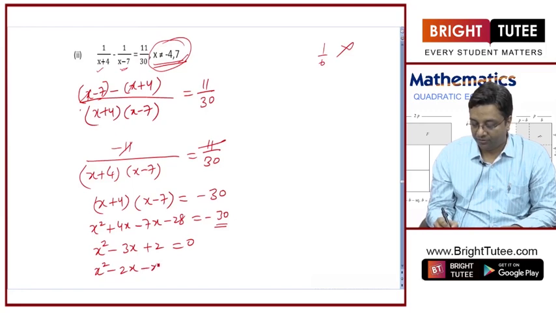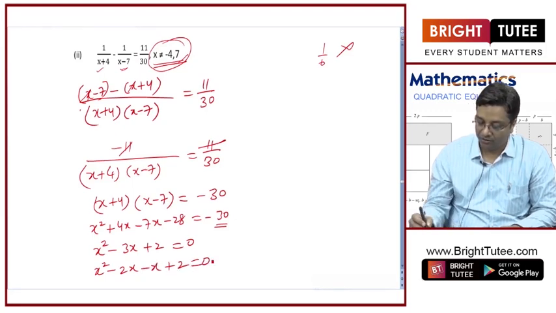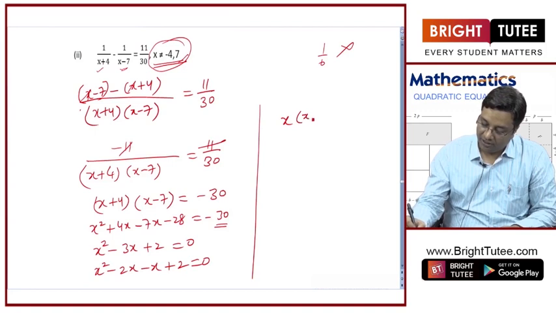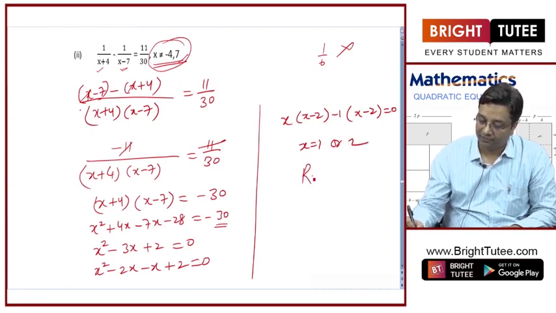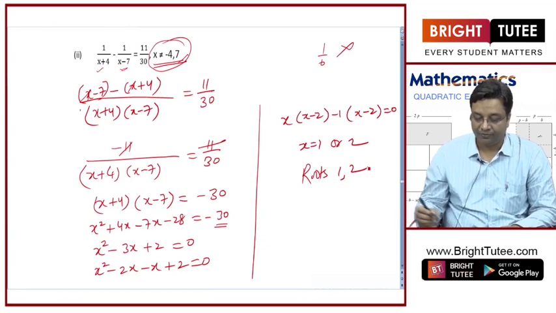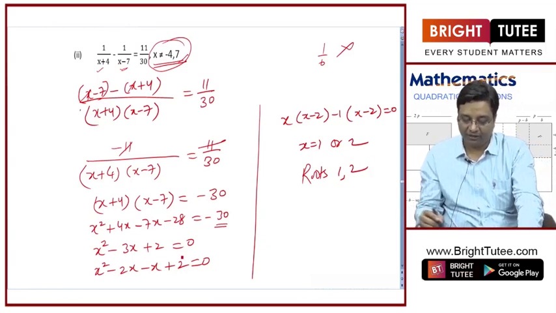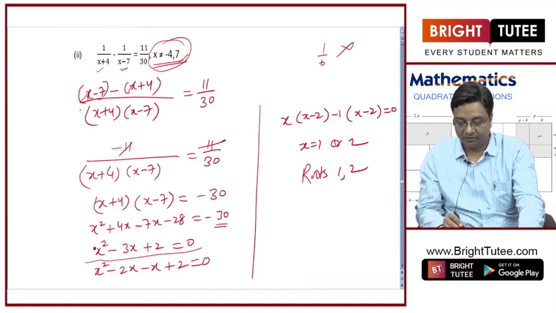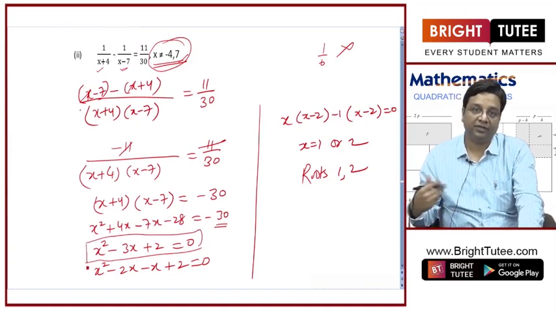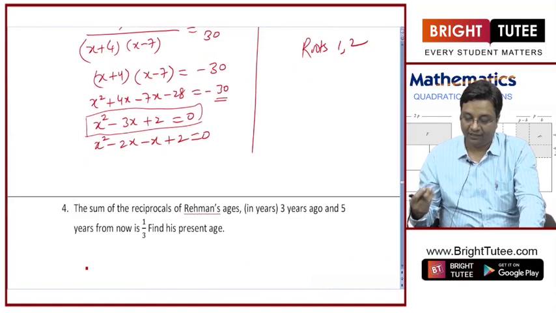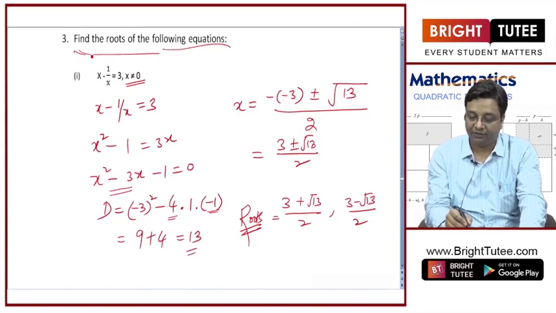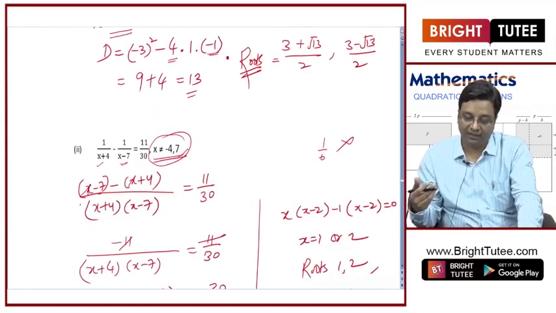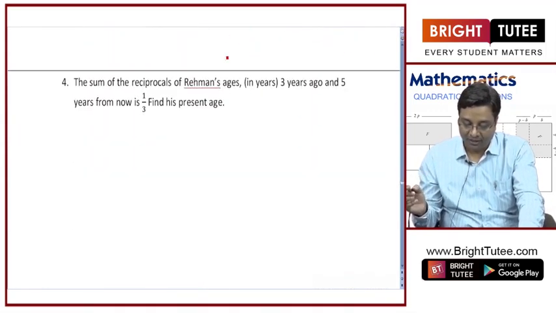Now x² − 2x − x + 2 = 0. When I take x common, x(x − 2) − 1 common, (x − 2) = 0. So x will be equal to 1 or 2. So the roots are 1, 2. I have done this using the factorization method because it was a pretty simple quadratic equation and I got the factors very easily. It was not mentioned which method we had to apply, right? So we can apply any of the methods.